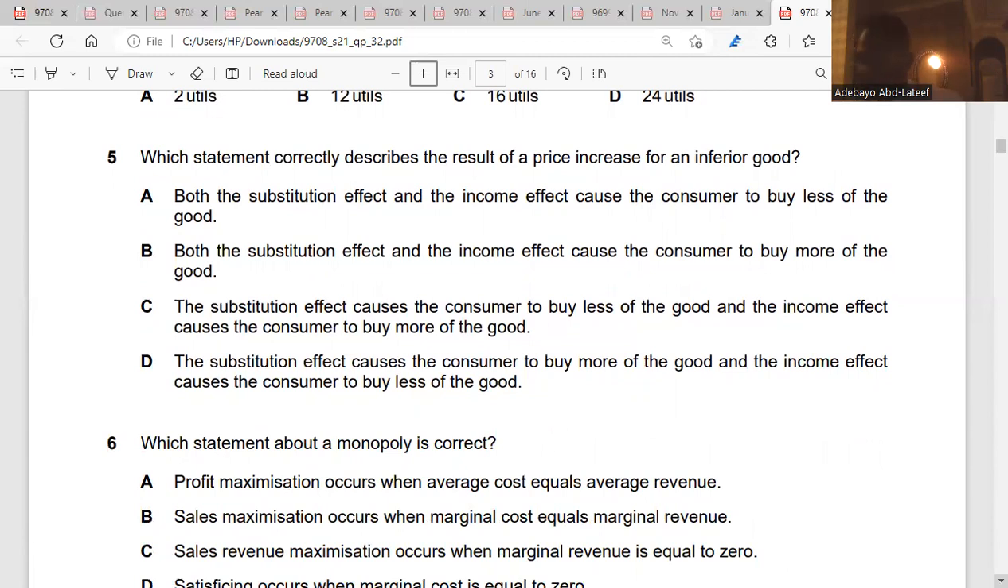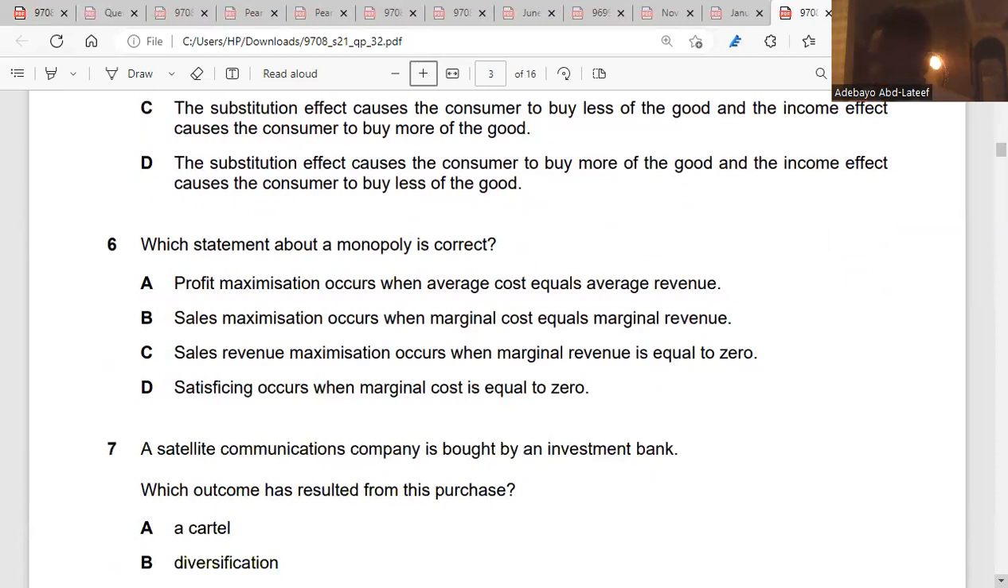Question 5. Which statement correctly describes the result of a price increase for an inferior good? If the price of an inferior good increases, we have to think about the income effect and the substitution effect. Those are the two things we have to think about. So as this happens, what will happen to the income effect? The income effect will mean that more goods will be purchased. The substitution effect will mean that fewer goods will be purchased, because with the substitution effect, we are not going to buy those goods anymore. We start buying from its competitors. Do you get the point? So the answer is C.